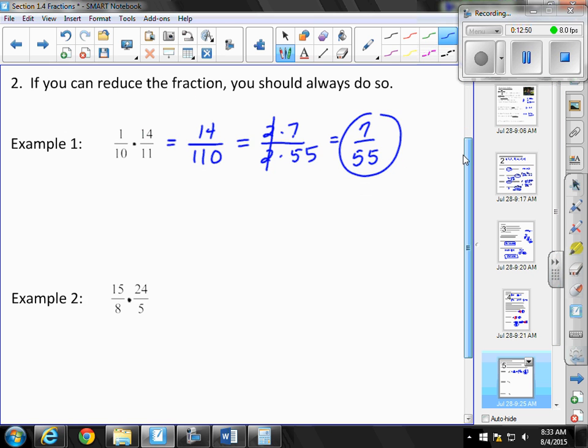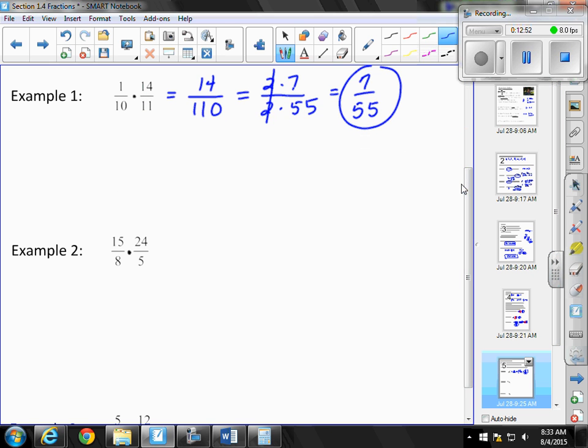Now in the next example, I'm going to show you a little shortcut. You don't have to multiply your numbers all out together. You can look at what factors they have first. It makes it a little bit easier to reduce. 15 can be written as 5 times 3. And if you notice, we have a factor of 5 in the denominator, so that works out nicely for us.